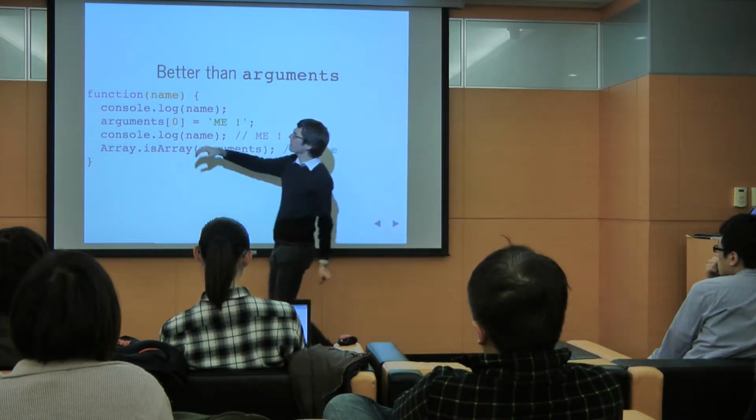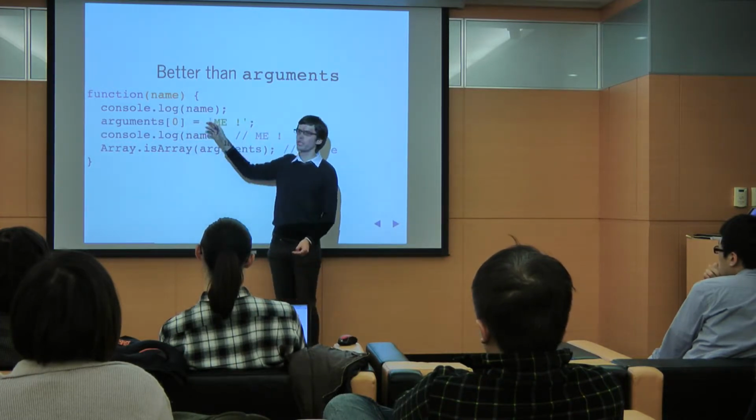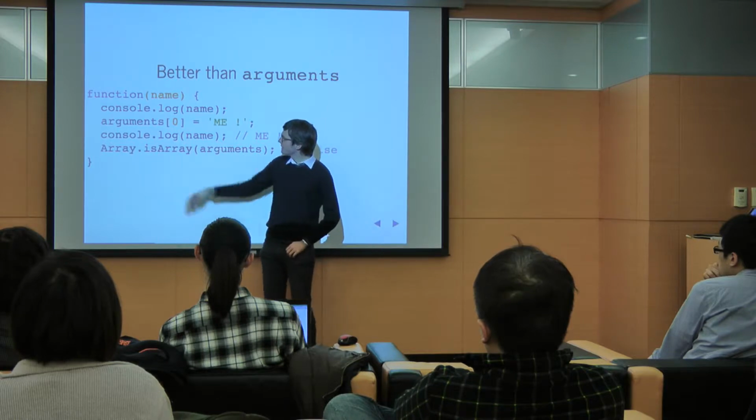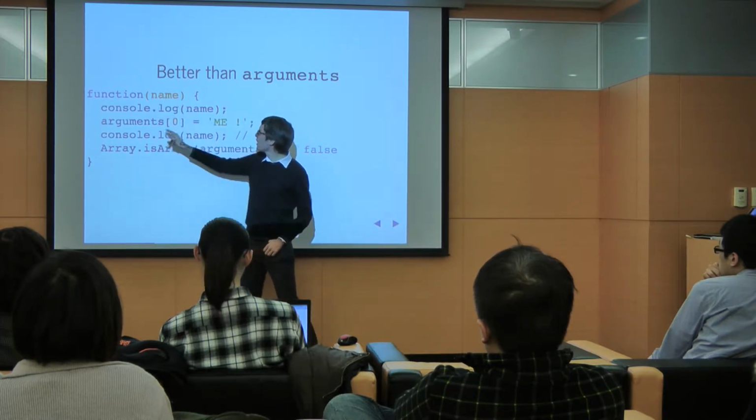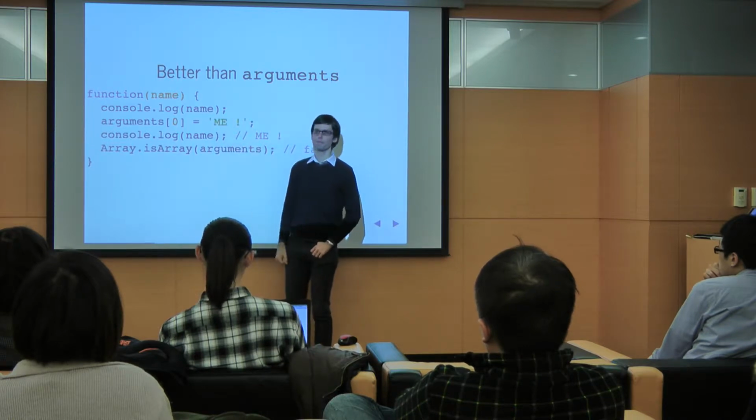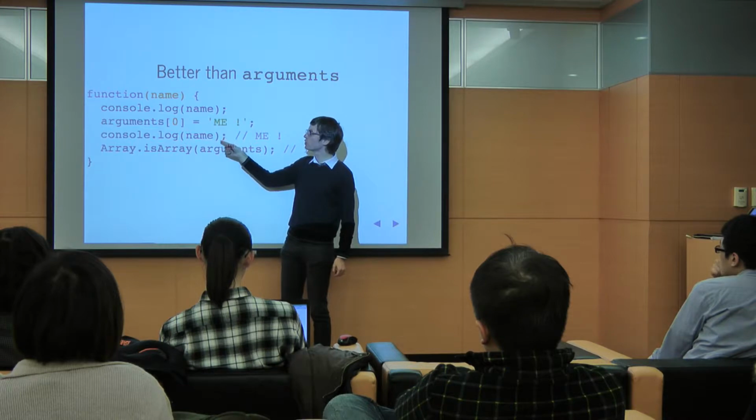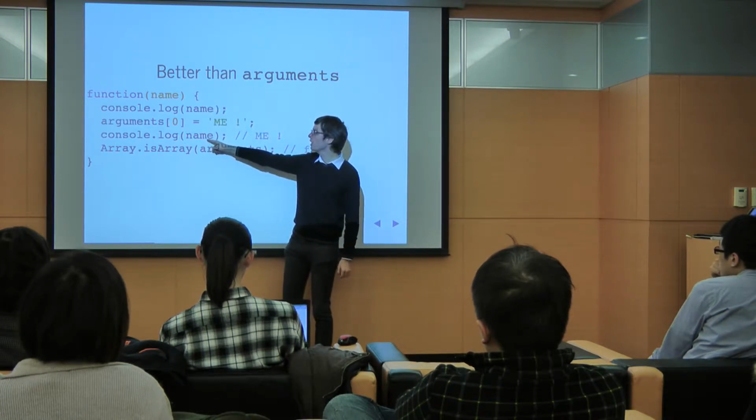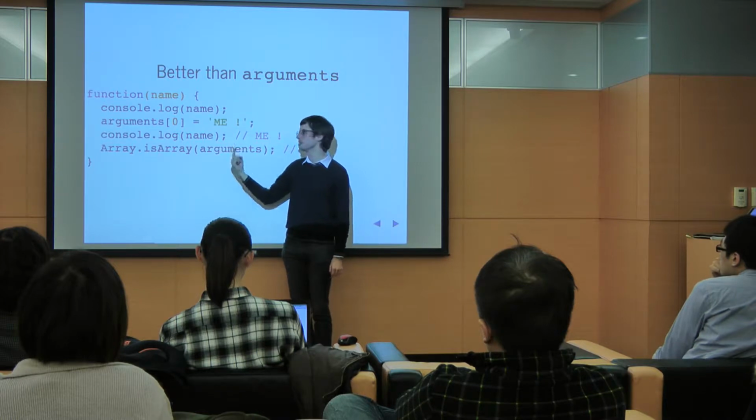But you can also name them. So I expect a function with a name. Here I output the name, whatever it is. Okay, fine. Then arguments of 0, so this is the first argument. I'm going to replace that with me. And magically, it's going to change the name parameter. Okay? If you don't know this, it is super nasty.